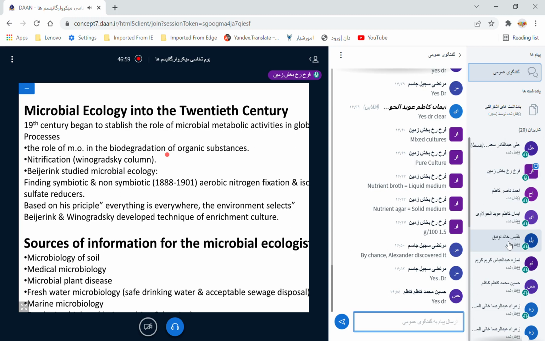So a few microbes are pathogens. Most microbes are good, like people. Most people in a country are good people. A few of them are bad. So it is normal. But if a few persons are bad, we cannot say all the people in the country are bad. No, it is not correct. So most microbes are good.